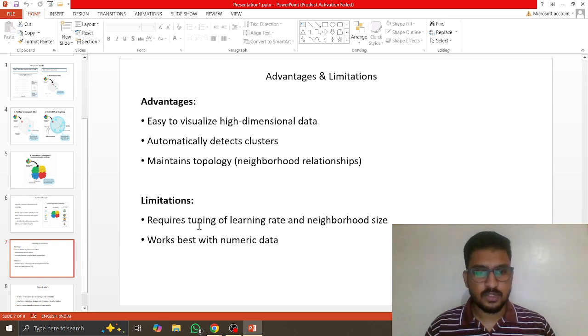Limitations: it requires tuning of the learning rate and neighborhood size. When we adjust weights, it depends upon the learning rate. If we have a high rate, there will be a large change in the weights. It also works best with numerical data, rather than alphabetical data.